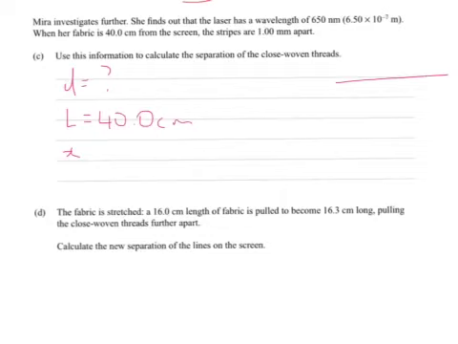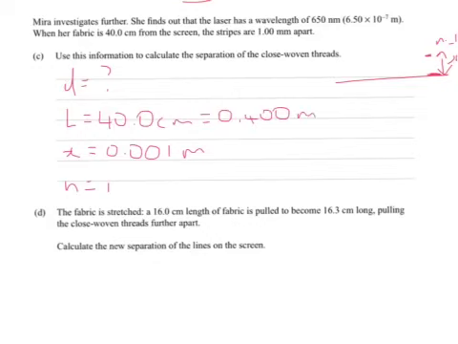If they're talking about the stripes being 1 millimeter apart, that means for n equals 1, you'd have 1 millimeter, so let's just use that. n equals 1, x equals 0.001. If we're considering it in meters, that means L is going to be 0.400 meters.